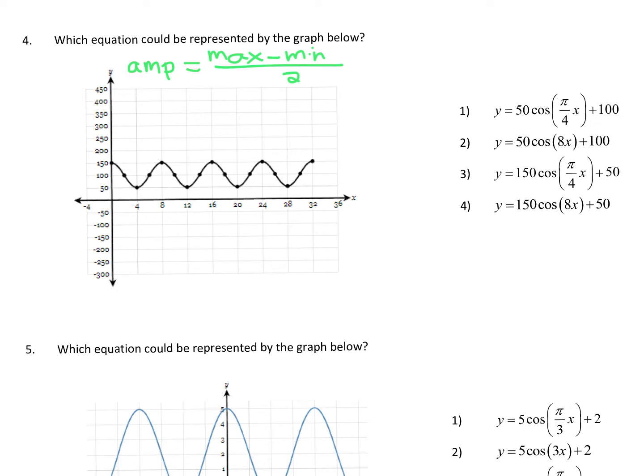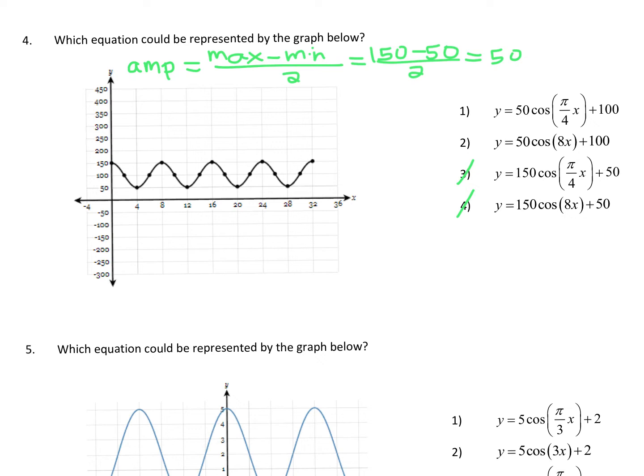So I'm going to write 150 minus 50, and then we're going to divide that by 2. So basically, 100 divided by 2 is 50. So our amplitude is 50. That being said, let's cross off choices 3 and 4.